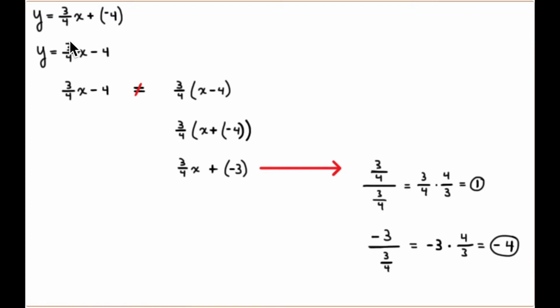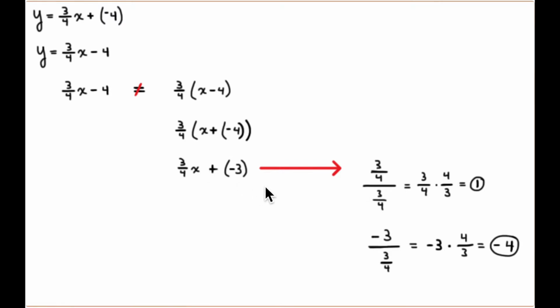So here's that first equation. So it's 3/4 x plus a -4 or 3/4 x minus 4. Those are the same things. Then I just put the parentheses right here. So x minus 4. And then if you simplify that, you get a different y-intercept.